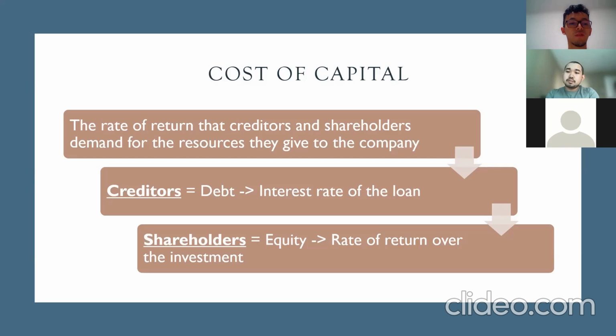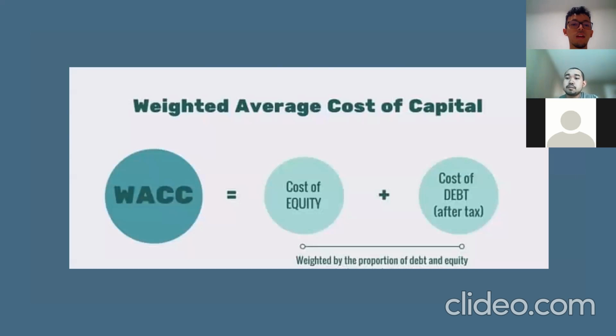Also, the company can get resources from shareholders, which is called equity. To calculate the cost of capital from shareholders, we take into account the rate of return over the investment. It means how much the investors want to get in return for the money that they are investing in the company. Here we can see the formula of the cost of capital. First is the cost of equity, which is what shareholders need and want as a return on their investment, and the cost of debt, which is the rate of interest.